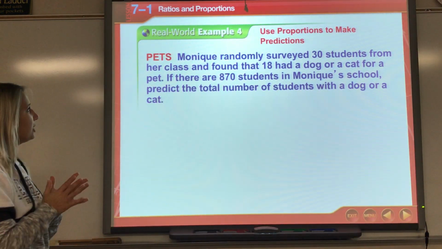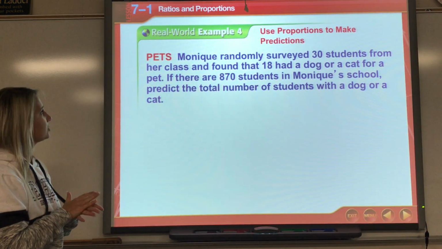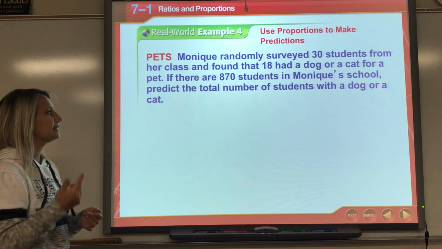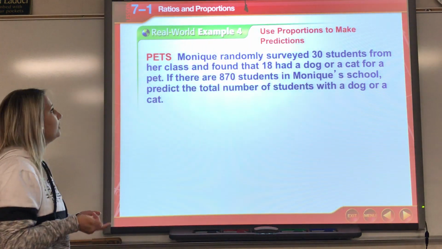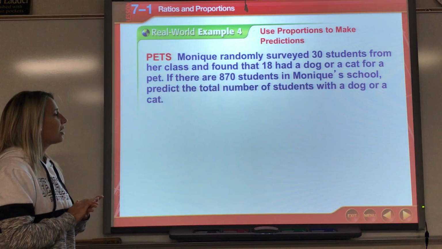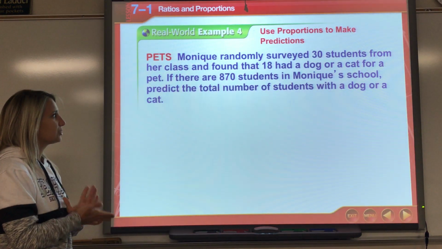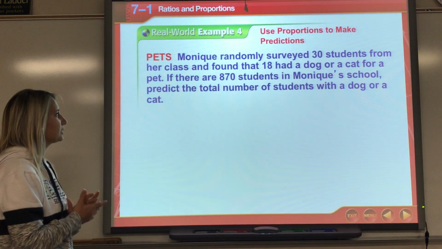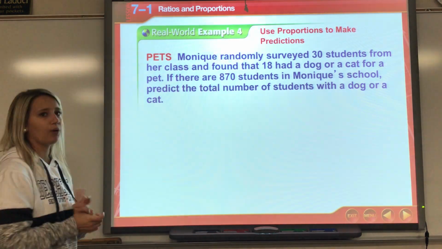Okay, so Monique randomly surveyed 30 students from her class and found that 18 of them had a dog or a cat for a pet. If there are 870 students in Monique's school, predict the total number of students with a dog or a cat.